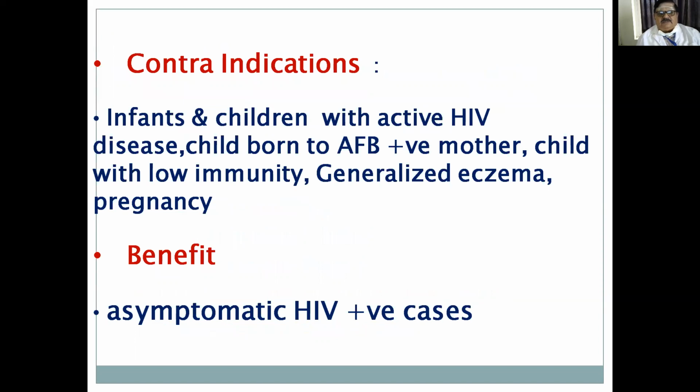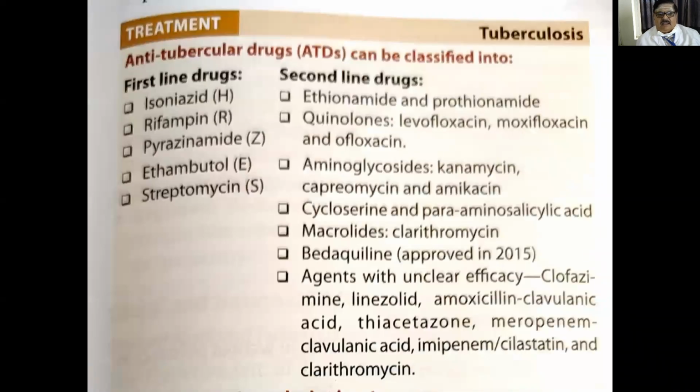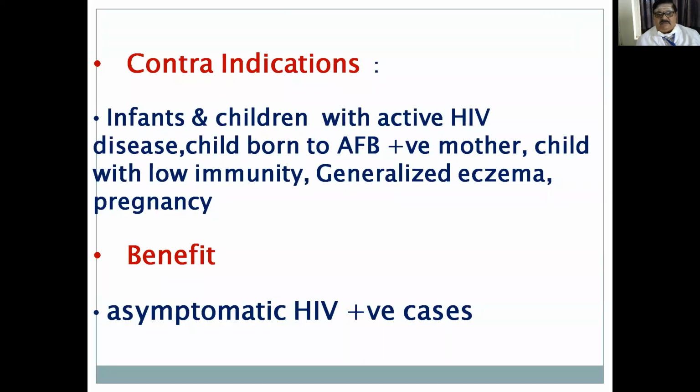Contraindications, that is, when you are not supposed to give: infants and children with active HIV, and a child born to an AFP positive mother. And a child with low immunity, generalized eczema, pregnancy. So these are the contraindications. Benefit is definitely there in case of asymptomatic HIV positive cases.